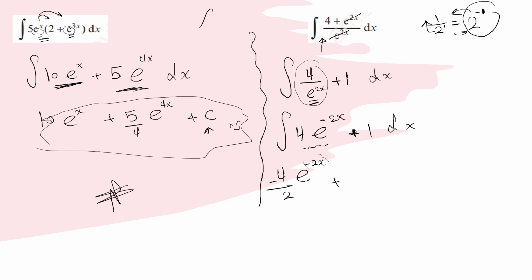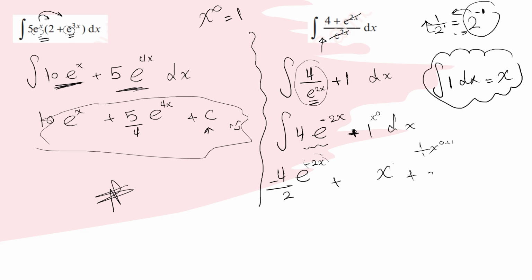Plus 1. Okay, how can we integrate this 1? We know that x power 0, or anything power 0, equals 1. So here it's already x power 0, and we add 1 to the power, so x power 0 plus 1 will be x power 1. We don't need to write 1 over the new power, which is 1 over 1. It will be x. So the integration of 1 dx will be x. Okay? Plus c because it's an indefinite integral. Good.